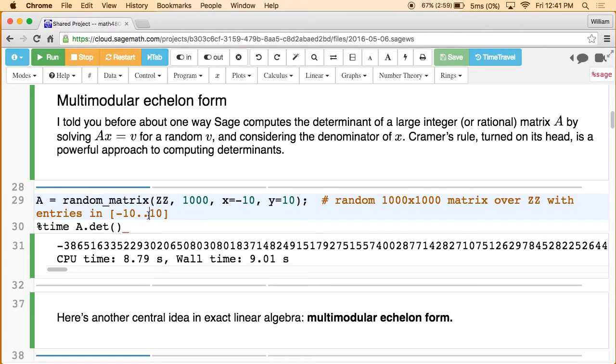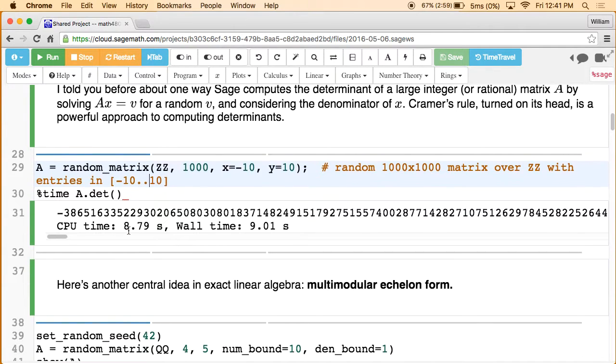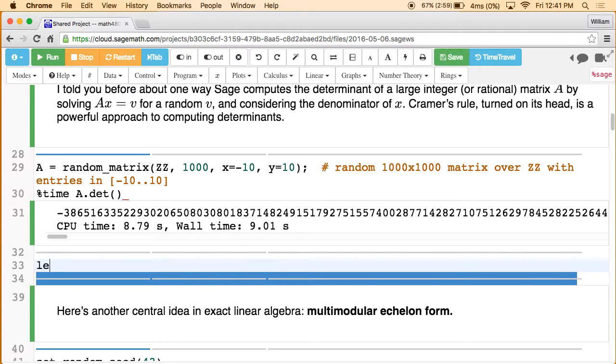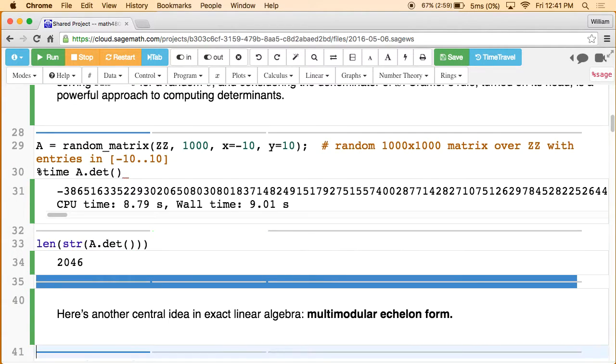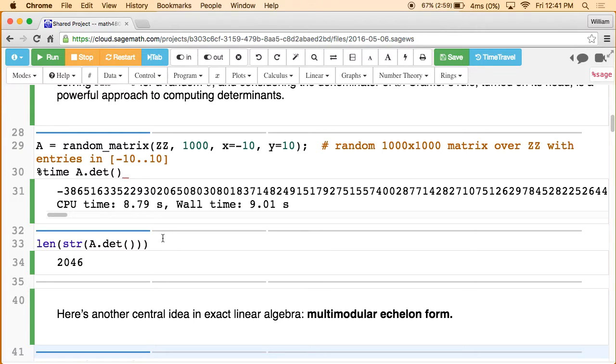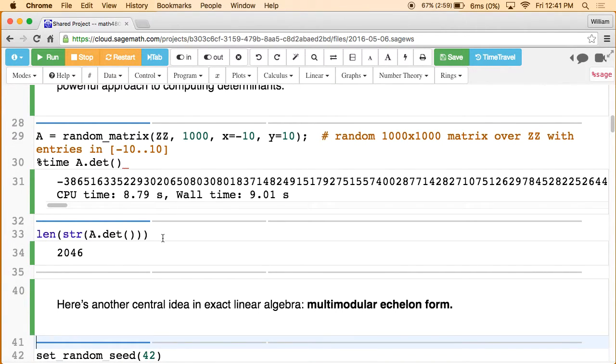And just to give you a sense of speed, for a 1,000 by 1,000 matrix whose entries are between minus 10 and 10, it takes about 10 seconds to compute the determinant, which is pretty fast if you think about it. That's a matrix with 1 million entries, and these are exact numbers. And this determinant that came out, if you look at the length of the string, is over 2,000 digits. So, by hand, you would never compute the determinant of a 1,000 by 1,000 matrix in 10 seconds. You couldn't even write it down, and it'd probably take you an hour just to write it down.